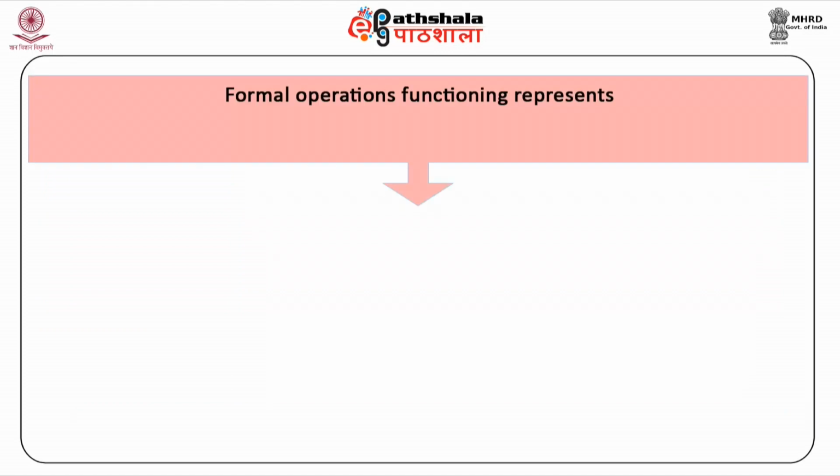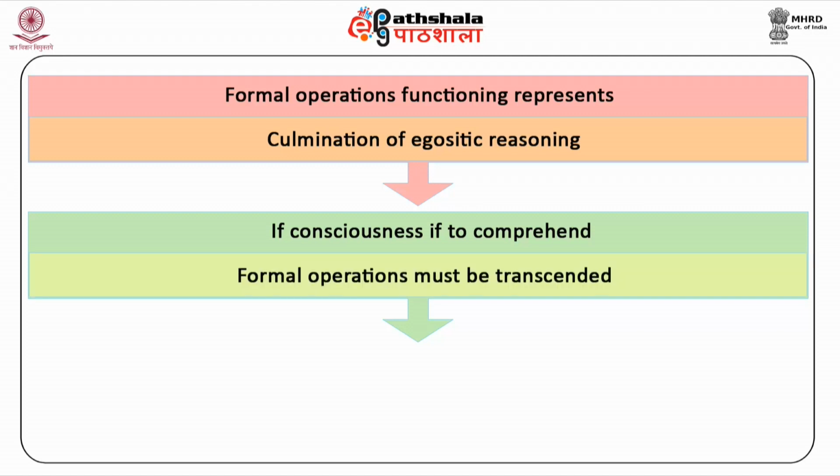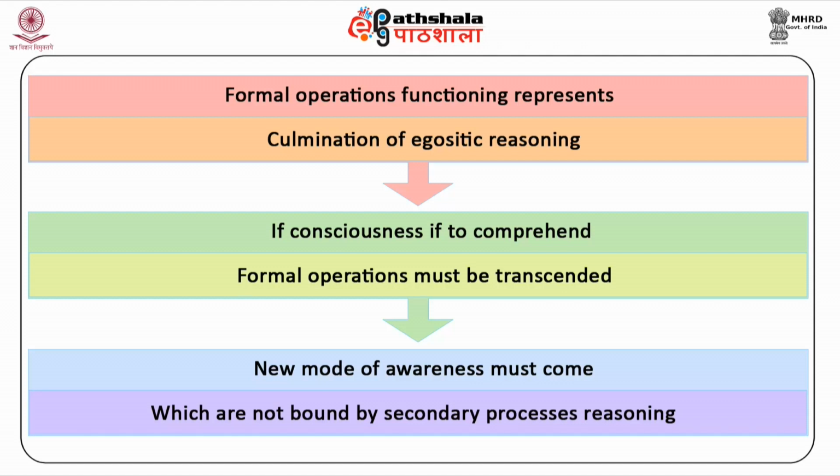Formal operations functioning represents the culmination of egoistic reasoning. If consciousness is to comprehend paradox, synchronicity, and monistic conceptions, formal operations must be transcended. There must come into the foreground new modes of awareness that are not bound by the limitations of secondary process reasoning and yet are not a regression to a more primitive mode of experience. Psychoanalysis has not envisaged the possibility of a more evolved mode of cognition, but has insisted on interpreting all non-secondary process functioning as primary process functioning, a more primitive level of being.